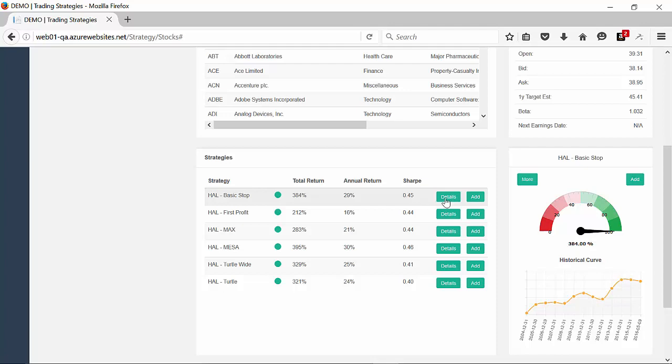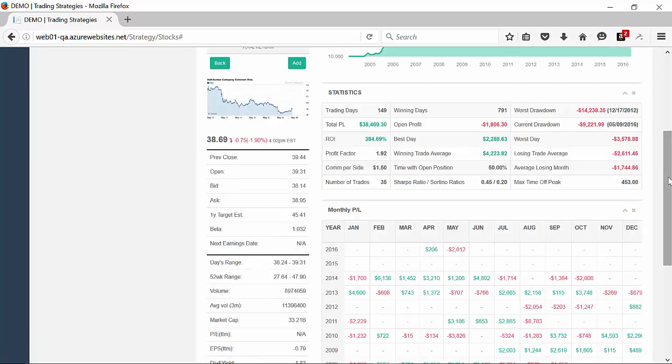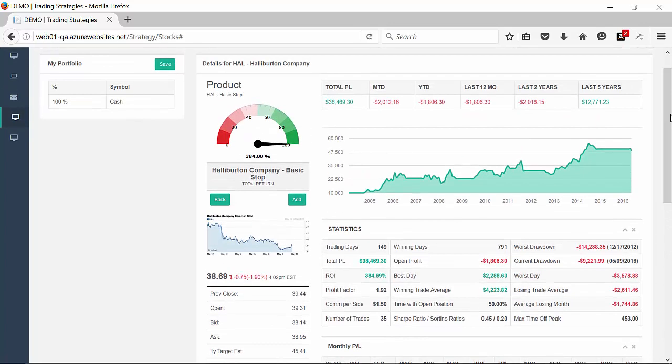Then if we want to zoom in and take a deeper look at that particular strategy, what we have here is our details page. Up top it shows us what our total P&L is. The assumption in our software is that you started with $10,000 January 1st of 2004, and this is how that $10,000 would have grown over time. So you can see the P&L here, it made $38,469, which is a 384% return.